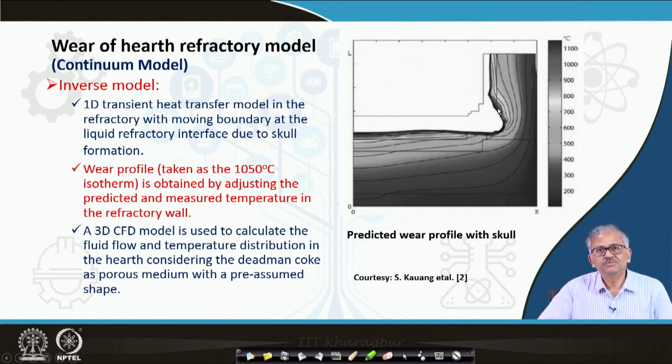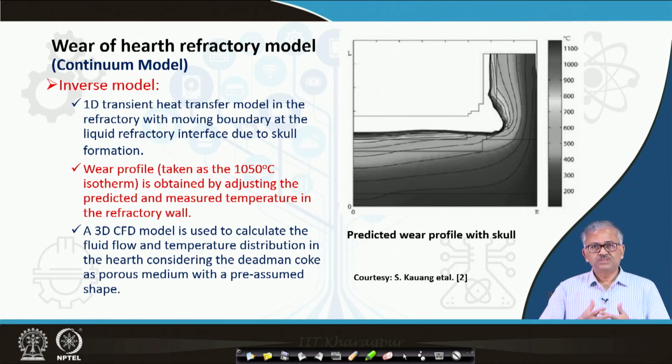You can find it has significant wear here. And in this location you can find the temperature contours are very close together, so we can understand some amount of skull is there. After that, this is the wear line. And this is a very important phenomenon.